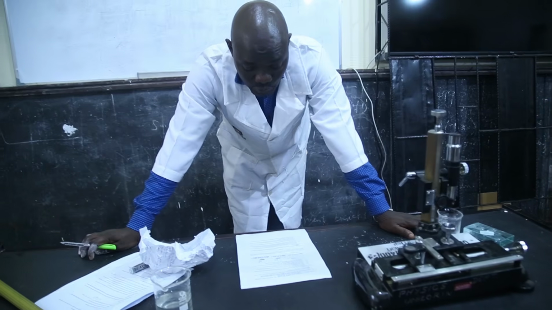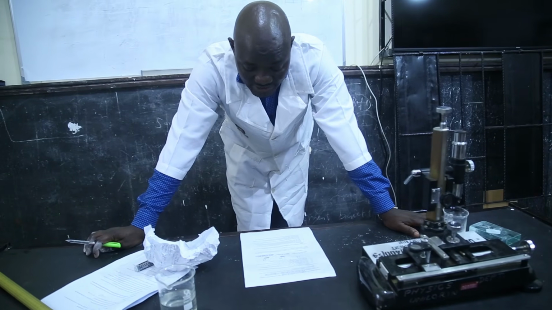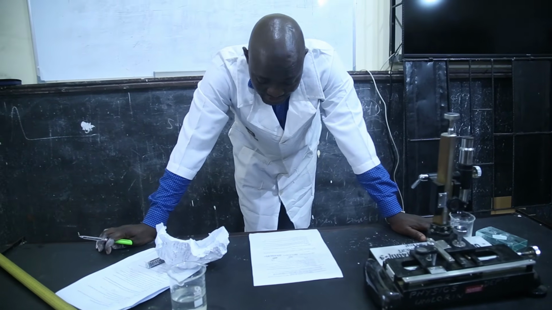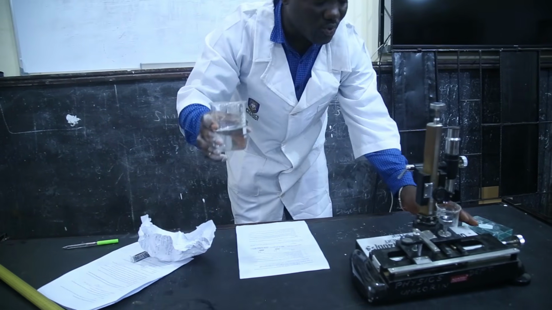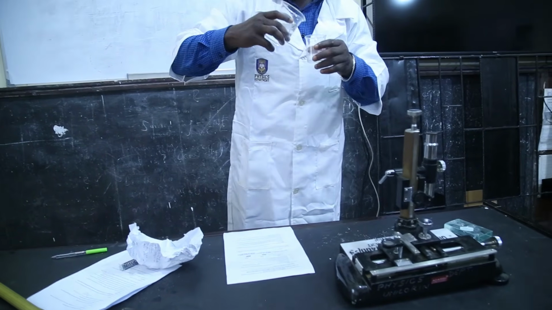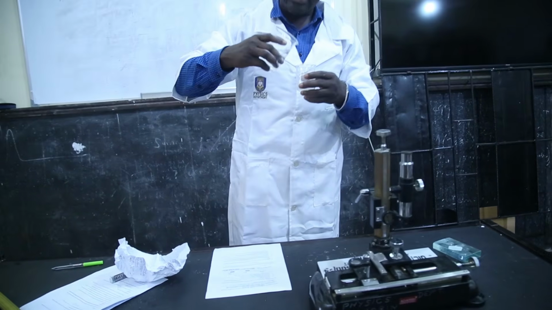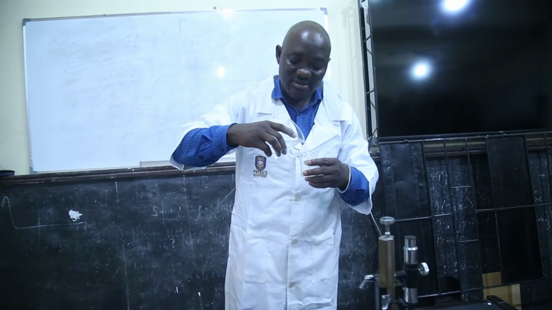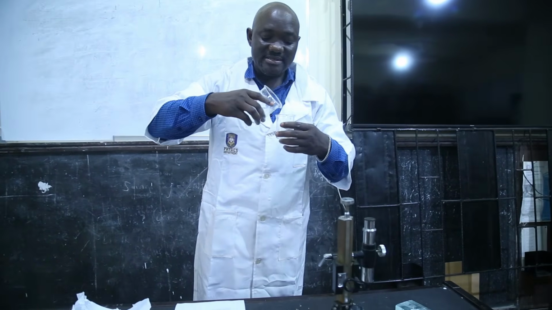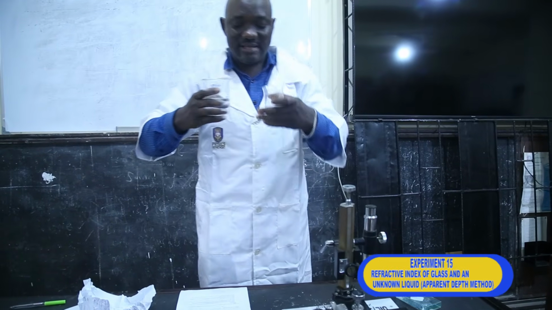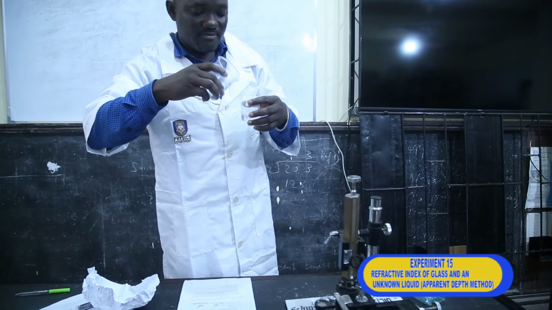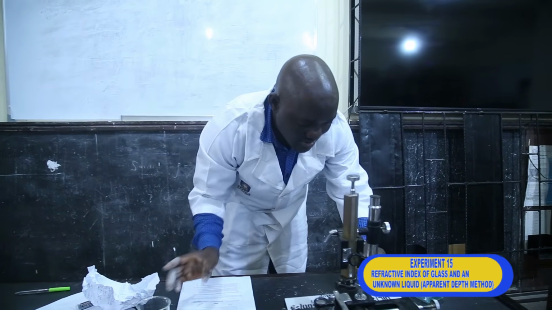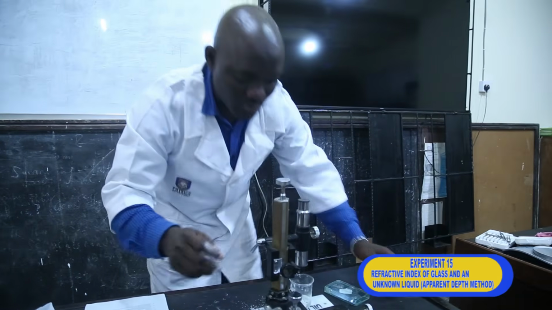Then procedure 2: you are to fill the beaker with an unknown liquid and focus on the pen to obtain H2. I've told you, the unknown liquid we are using now is water. So this is water. Just fill it. The depth is not actually specified, so just fill it to some depth. Then place it under the microscope.